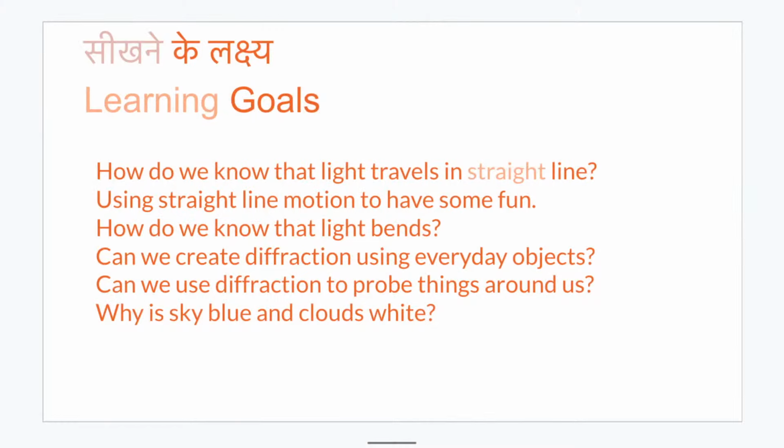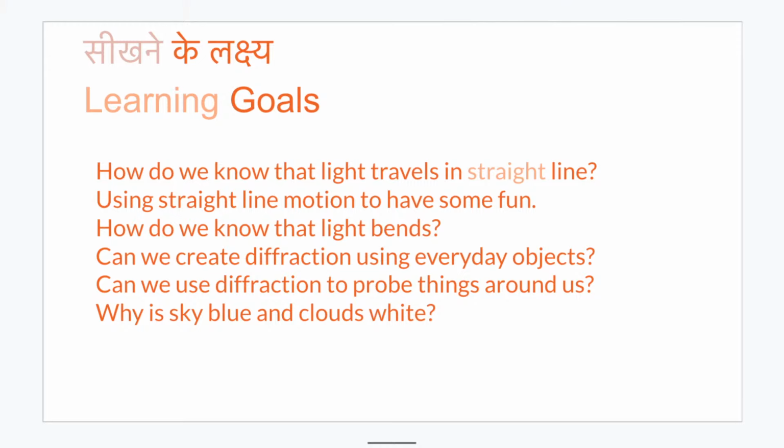So let me just share the learning goals first. The learning goals are like these. We would like to understand how do we know that light travels in a straight line? And if this is a fact, then can you use this fact that light travels in a straight line to have some fun? So we'll see if we can make something interesting to create some fun out of it.